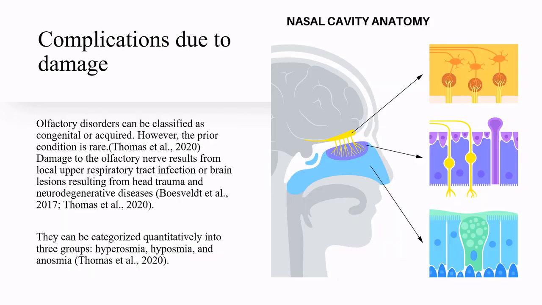Olfactory disorders can be classified as congenital or acquired. However, the prior condition is rare. Damage to the olfactory nerve results from local upper respiratory tract infection or brain lesions resulting from head trauma and neurodegenerative diseases. They can be categorized quantitatively into three groups: hyperosmia, hyposmia, and anosmia.